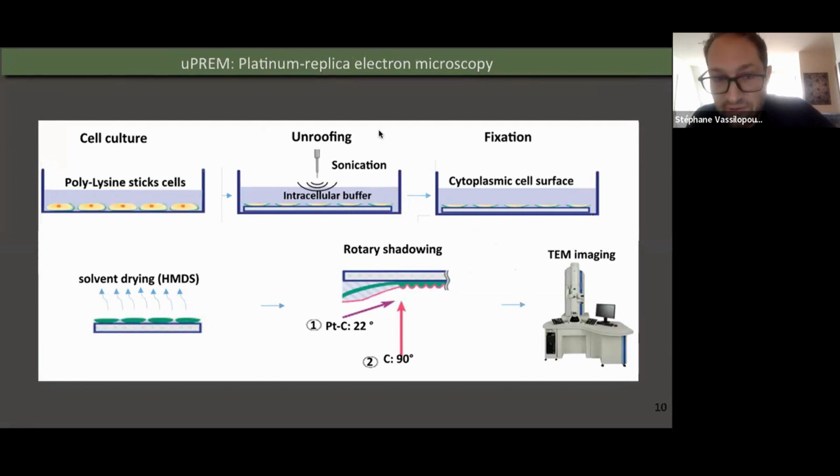So the first set of experiments that we do is we perform this platinum replica electron microscopy, where we unroof cells using the sonicator, and we can then produce a platinum replica of their surface, which is capable of going under the electron beam in an electron microscope. So this allows us to have the highest resolution. We can observe the objects in 3D, and I will go into more detail along the talk.